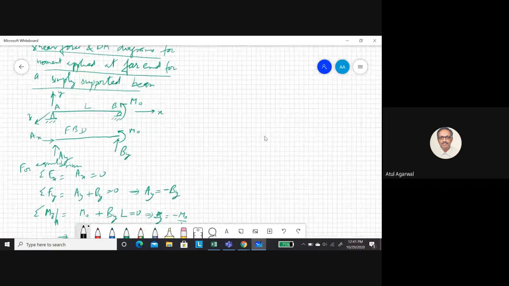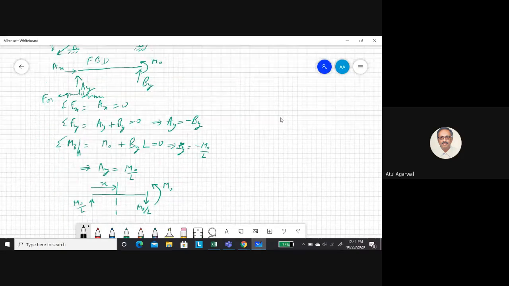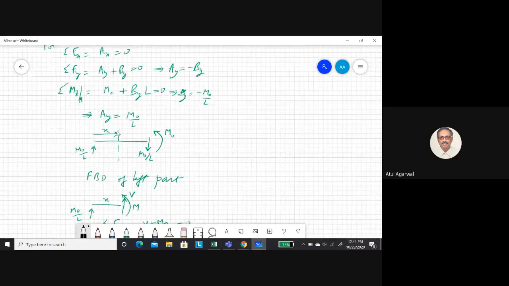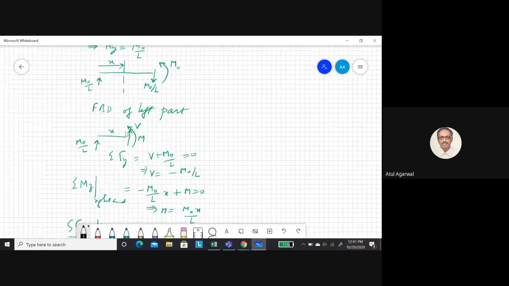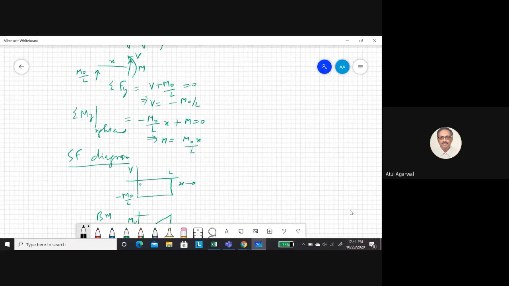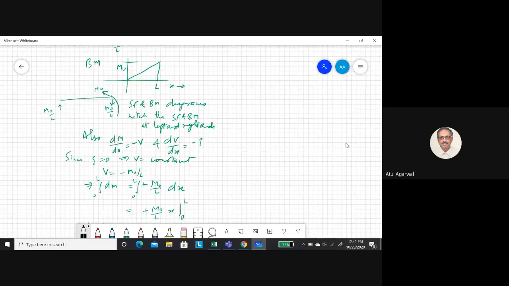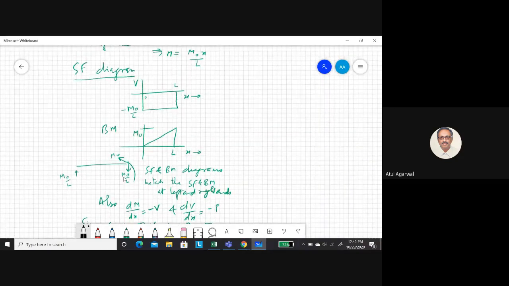Now, this is the one problem I was telling you about, whether I have done it before. A moment applied at the far end. Same thing, finding reactions, then finding the shear force and bending moment diagram. The shear force and bending moment diagrams are here. You see I had applied the moment at the right hand. The external moment was at the right hand, clockwise. So the bending moment diagram is also giving a positive M naught.